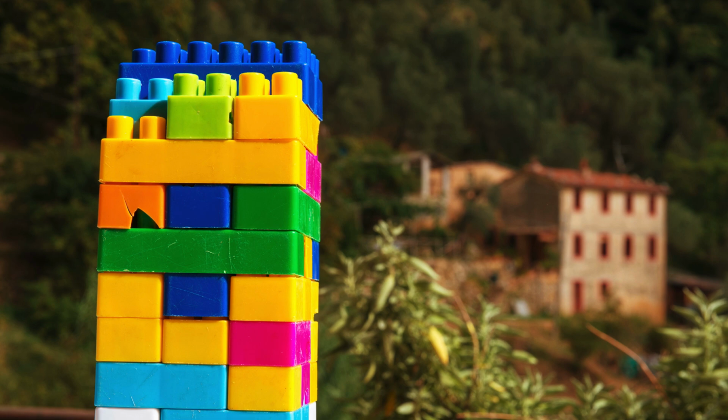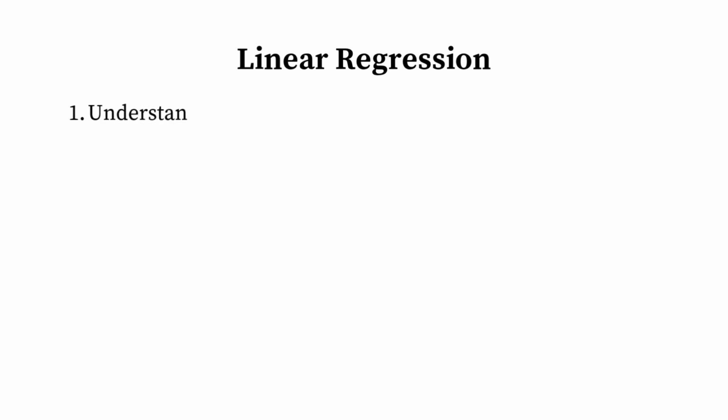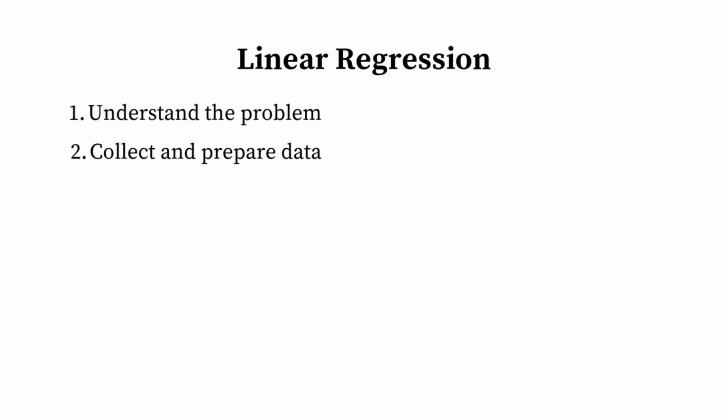Let's get started. Have you ever wondered how a machine learns to draw a perfect line through data? That's exactly what linear regression does. First, understand the problem. Define what you want to predict and identify the factors that influence it. Then gather the data, handle the missing values, and prepare the features for training.